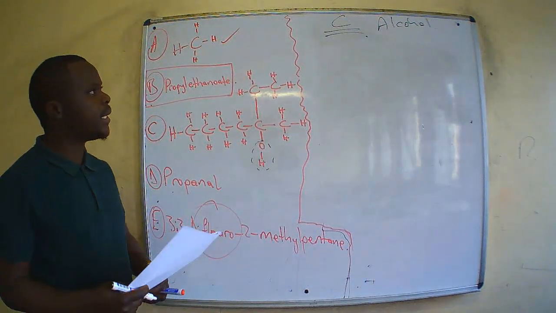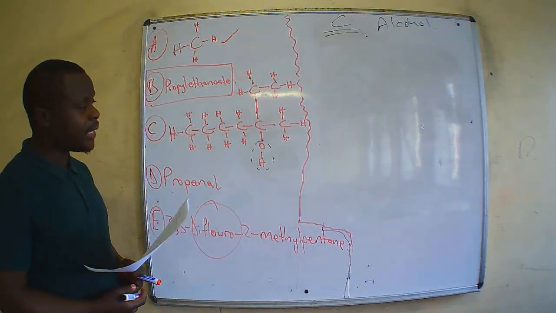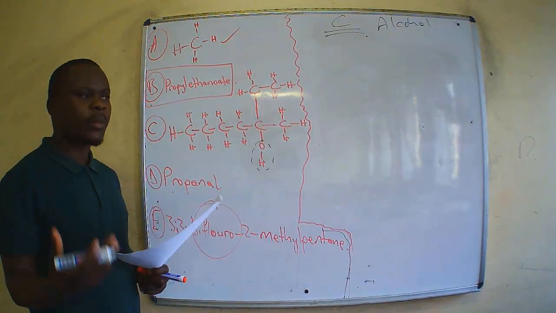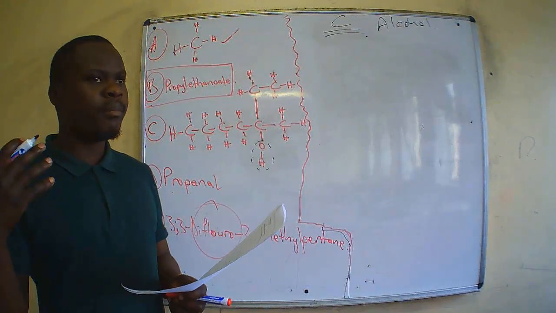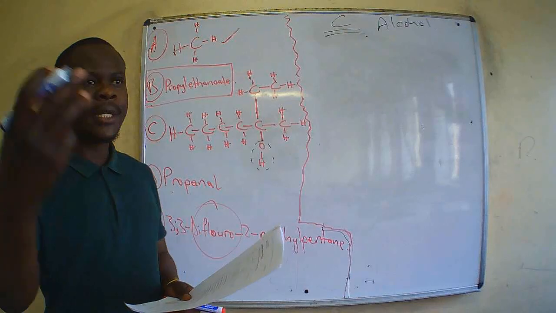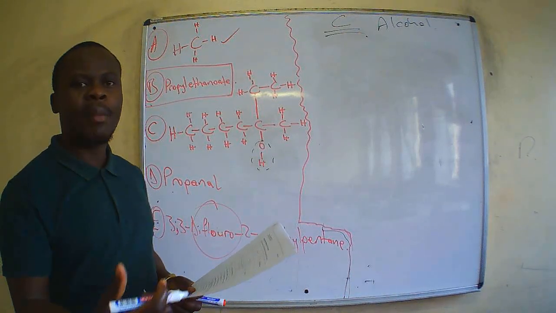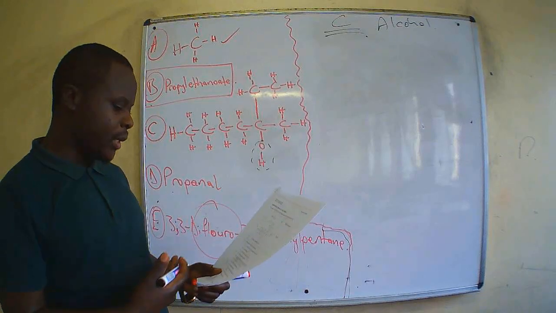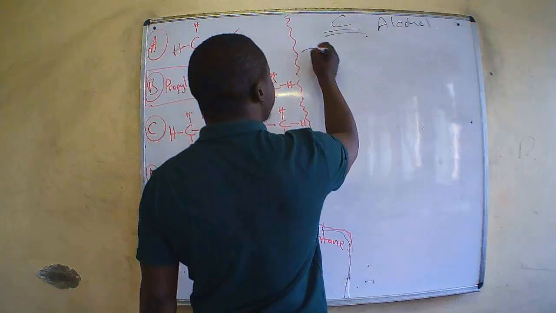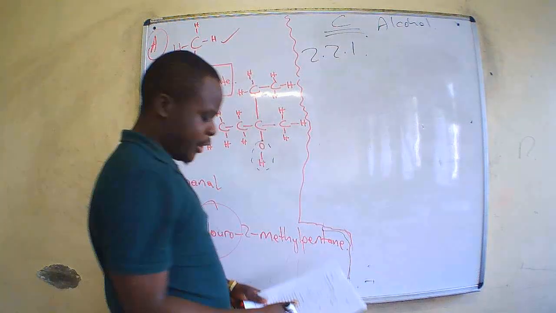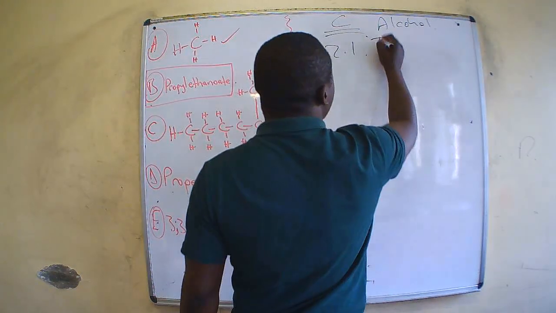Since C is an alcohol, we need to understand now, how do we answer questions on alcohols? Before you can answer the question, understand types of alcohols, understand naming of alcohols, understand the nomenclature. So let's get to the question. What is the first question? The first question, 2.2.1, talks about the type of alcohol.